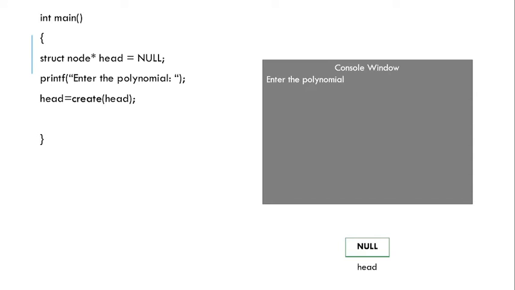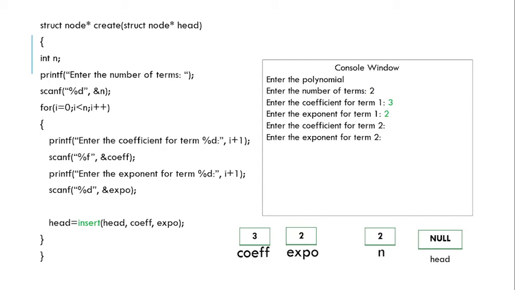Create is the name of the function which creates a linked list to represent the terms of the polynomial. Head is the pointer we are passing to the function as an argument. So let us see how the structure of the create function looks like. How do we write that function?